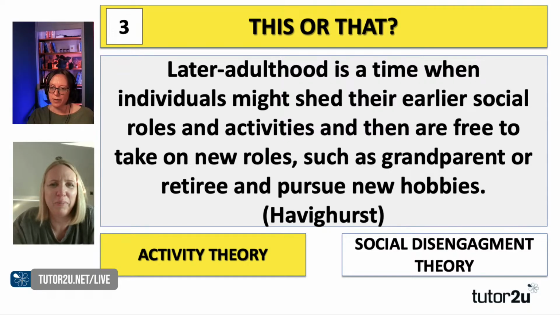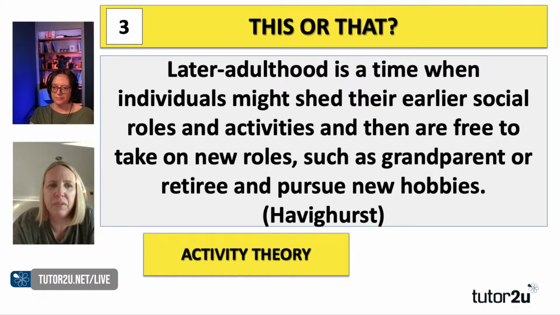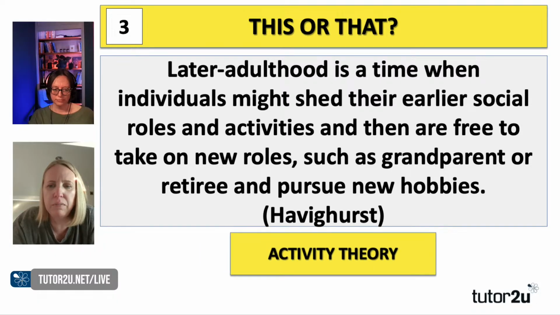Later adulthood is a time when individuals might shed their earlier social roles and activities and then are free to take on new roles, such as grandparent or retiree, and pursue new hobbies. And we're saying that's the theorist Havighurst. Is that activity theory or is that social disengagement theory? I can see everyone is saying activity theory. Yeah, brilliant. So taking on some nice new roles to keep them busy, which is really good. Staying active. Okay, and then Grace, keep watching. This will help you with that.